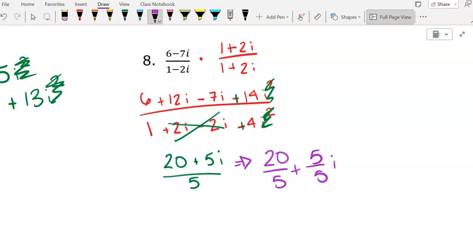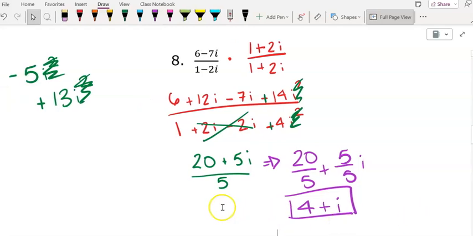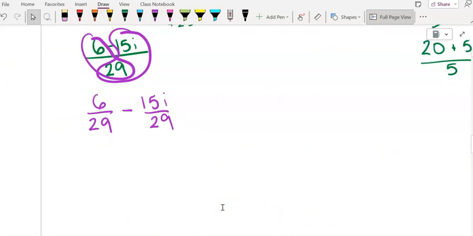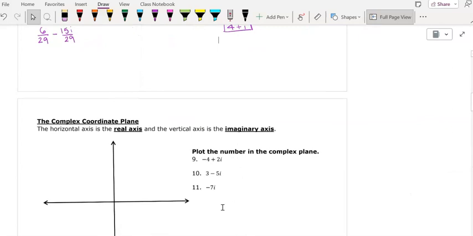So if you see this here, 20 over 5 is just 4. 5 over 5 is just 1. So I have 4 plus i, and there's my final answer. Okay, now let's go ahead and see what we've got below this here.